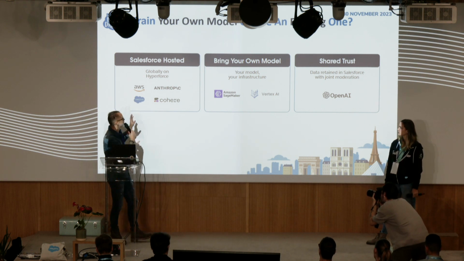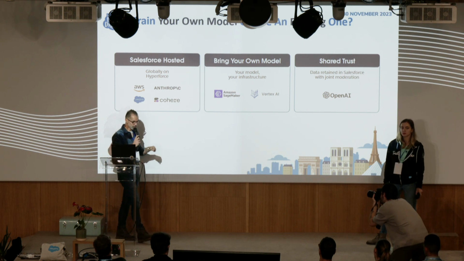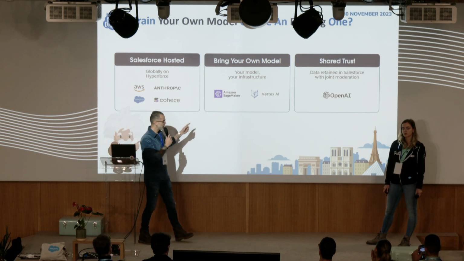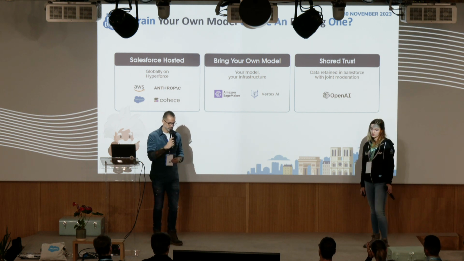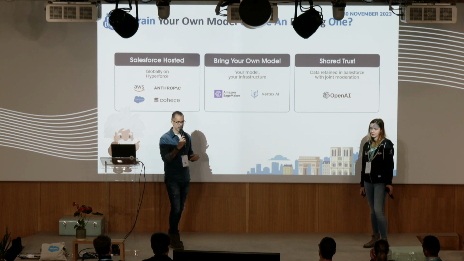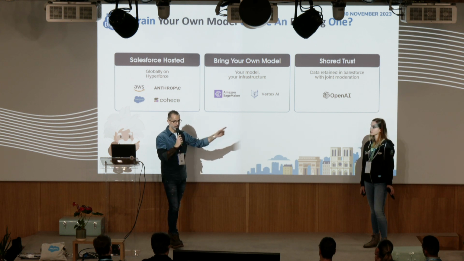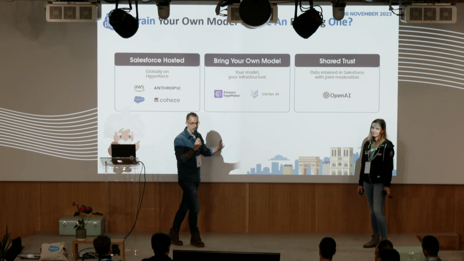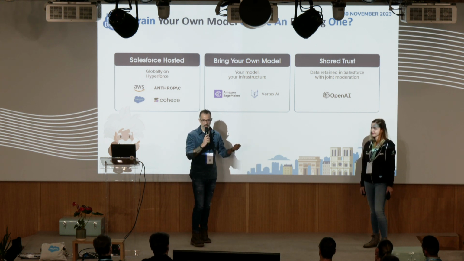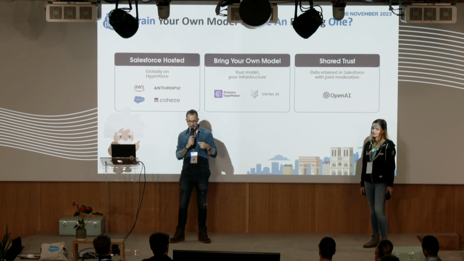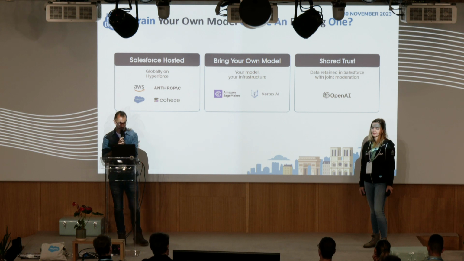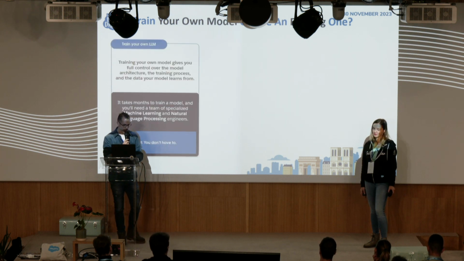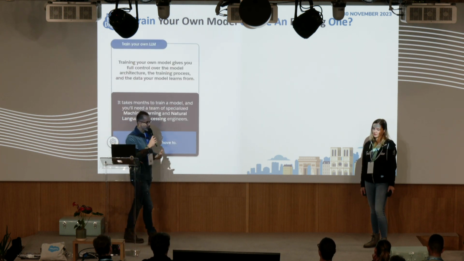The first one is Salesforce hosted, so you could just activate it. Then you have bring your own model. If you have a data scientist, you can bring it on Amazon SageMaker or Vertex. And the last one that maybe you know is the shared partner, the trust partner for external systems. Then the most famous and trendy one is OpenAI.